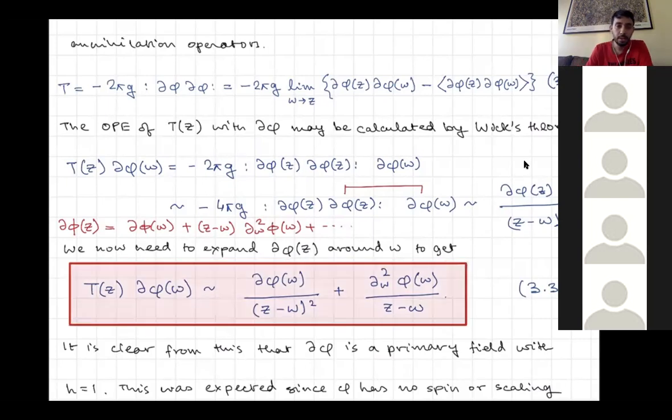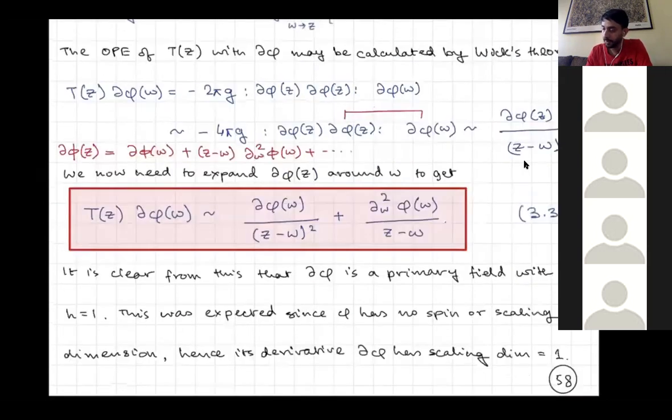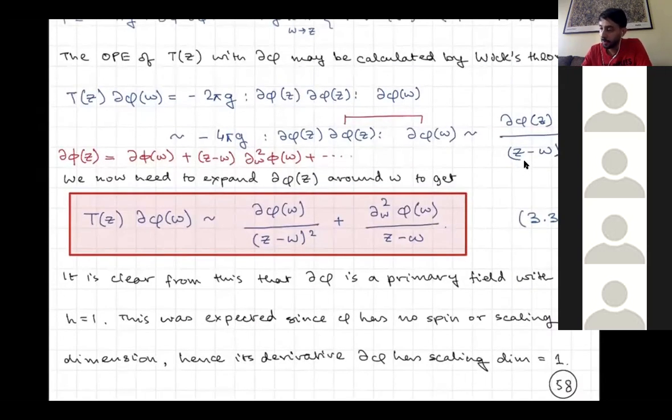Okay, so this is the form of the T phi OPE. From here it should be absolutely crystal clear that phi is a primary field. Now you see that there is nothing in front of here, there is no number here, right? So the number in front of it is just 1. So this is a primary field with a weight h equal to 1, right? This was expected because phi had no spin and no scaling dimension as well.